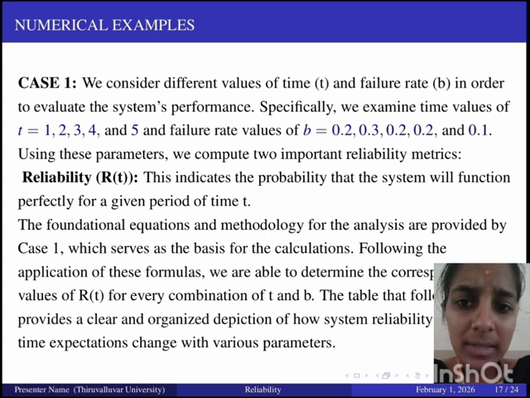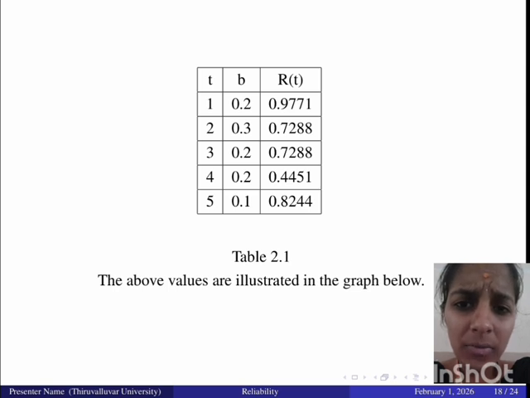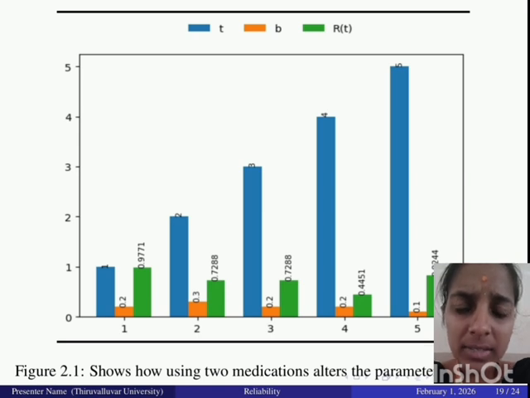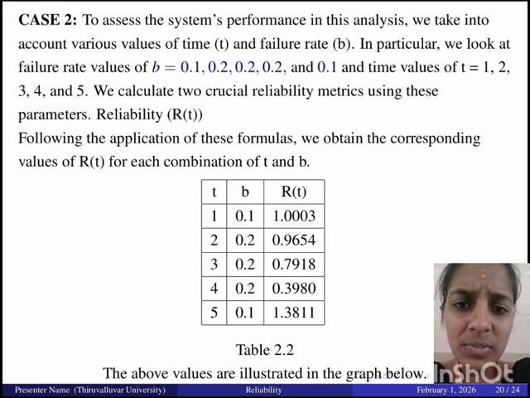In the numerical cases, in case 1 we consider different values of time t and failure rate b. In order to evaluate the system performance specifically, we examine the time values t is equal to 1, 2, 3, 4, 5 and b is equal to 0.2, 0.3, 0.2, 0.2 and 0.1. We get the numerical value of r of t, in increasing order. This is the graph for this.